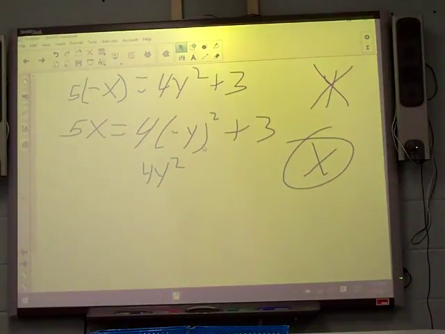It opens up, which makes it positive. So it'll be a positive quadratic on number two. Okay, we good?